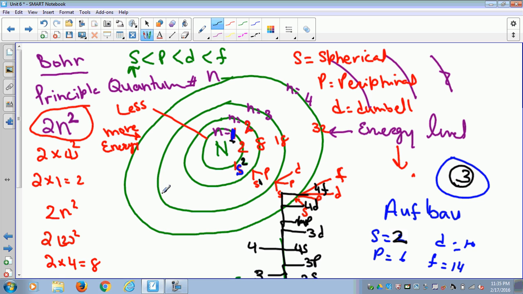I say energy level 1 has sublevel S and it has 2 electrons. Then energy level 2 has S and it has 1 electron. So you see the total is 3. These are the sublevels and these are the energy levels. Energy level is the ring, the main ring: 1 and then 2.